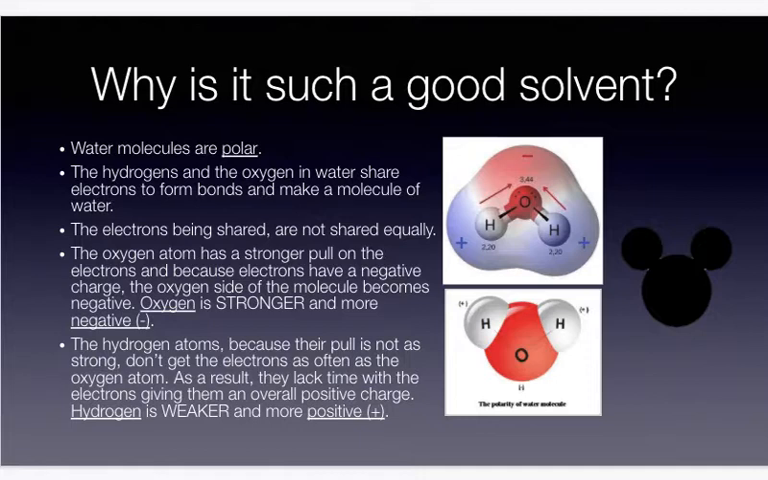Okay? And so why is water such a good solvent? It's because it's a polar molecule. Oxygen is stronger, a bigger atom, and so it pulls the electrons. So it doesn't share very well. It is sharing its electrons with hydrogen, just not very well. And so hydrogen ends up a little bit positive. So your hydrogen side is a little bit more positive, and your oxygen side is a little bit more negative. So they're not really shared equally. Again, oxygen is stronger and more negative, and the hydrogen is weaker and more positive.